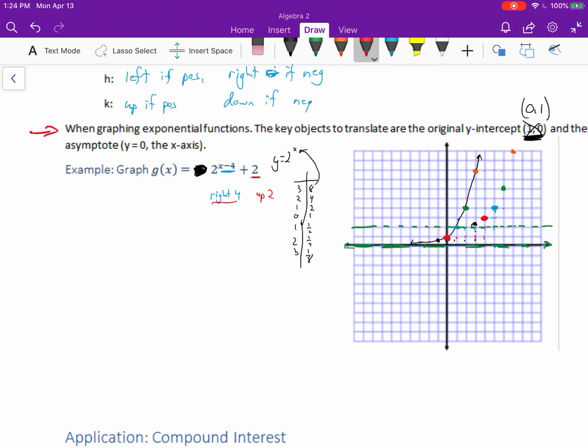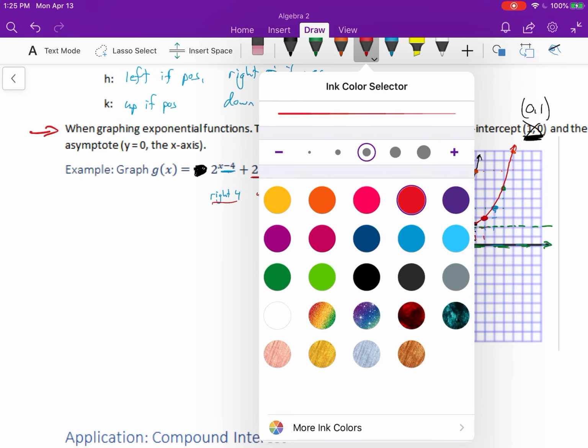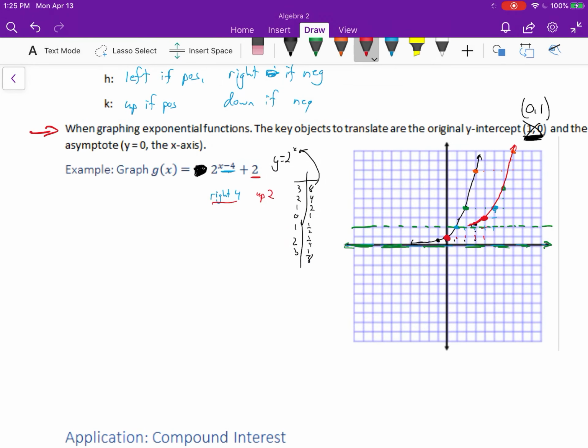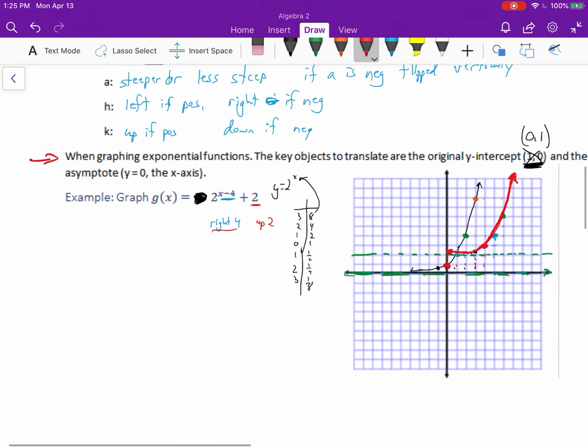And now we can graph this thing. I'll do that in red. It has the shape of an exponential function. In fact, let's make this a little bit thicker so you can see it. And it has the horizontal asymptote not at the x-axis anymore. It's at y equals 2. And that keeps going and going and going. So that is how you graph exponential functions. The general shape for exponential growth looks like this. Exponential decay looks like this. And then it can be shifted up and down or left or right.